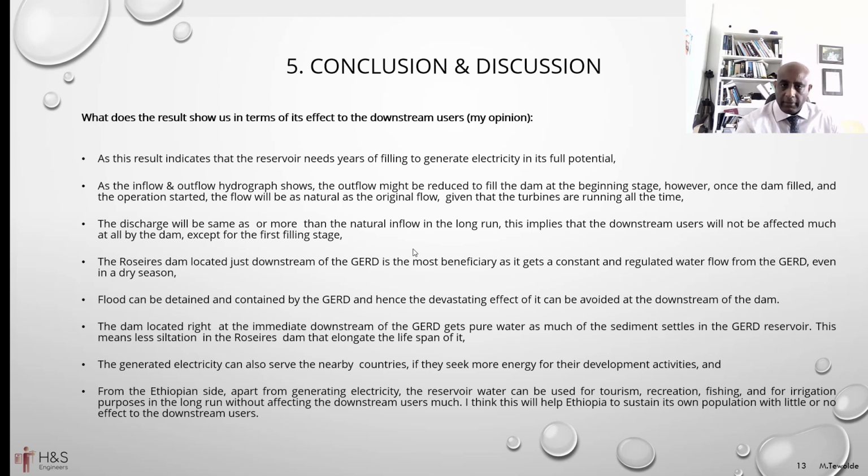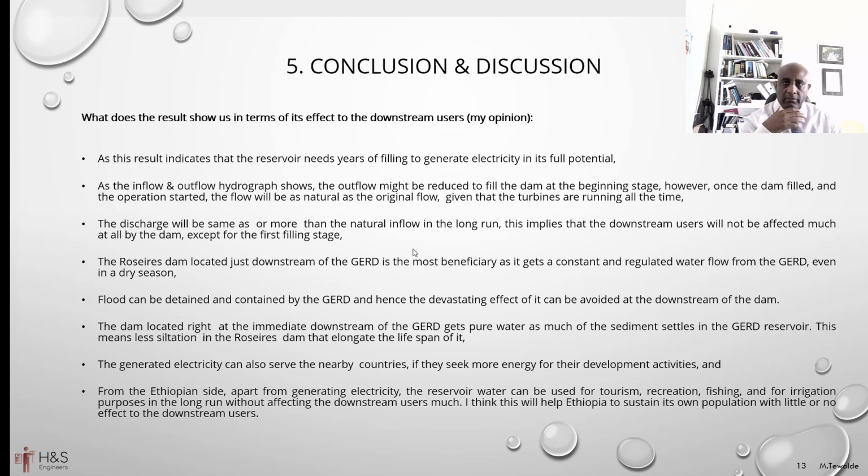You see, as long as the turbines are working normally, the flow doesn't affect them. The downstream users still benefit. No one can stop water as long as it is flowing; it's coming and it will flood over the dam. You know, it's impossible to block water for long. You just detain it for a certain time and release it. That's all.